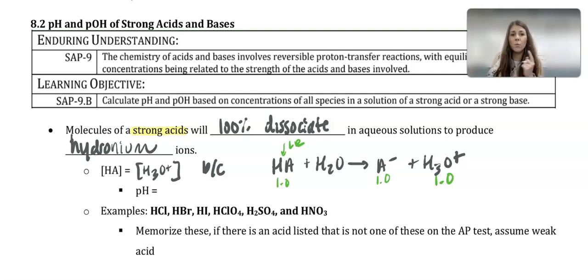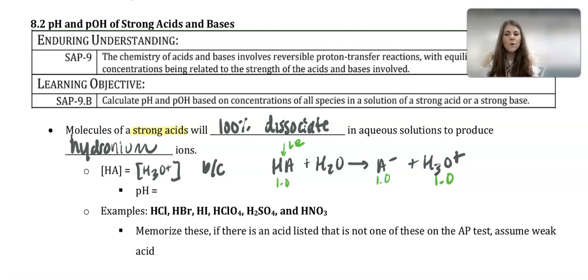Please note that I did have one single arrow. I don't have a double arrow. A double arrow indicates that you're going to have some reactants and some products remain in equilibrium. This is not at equilibrium. You're using up all of your acid. It will break up 100% into its ions, okay?